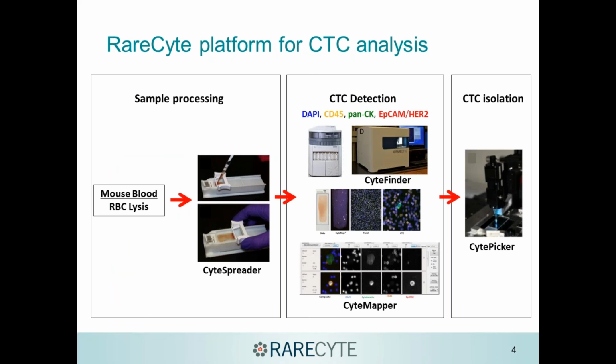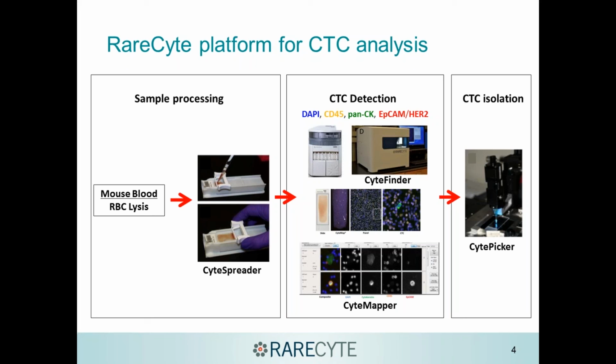This slide shows the workflow for CTC analysis that's been modified for mouse blood. The first step is to do a red blood cell lysis of the small volume of mouse blood that's collected. Then, the cells are spread onto a monolayer on a regular microscope glass slide. From here, the slide can be stained on an automated stainer for different fluorescent markers. In panel D, I show our fluorescent instrument.